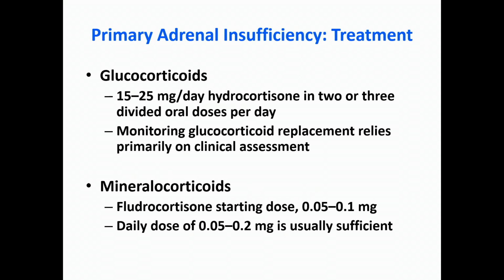In terms of management of adrenal insufficiency, you would want to consider between 15 to 25 milligrams a day of hydrocortisone in 2 to 3 divided oral doses per day. And you monitor their dosing based on their clinical assessment. And for mineralocorticoids, you would want to consider fludrocortisone at a dose of 0.05 to 0.1 milligrams daily, and typical doses are between 0.05 to 0.2 milligrams.